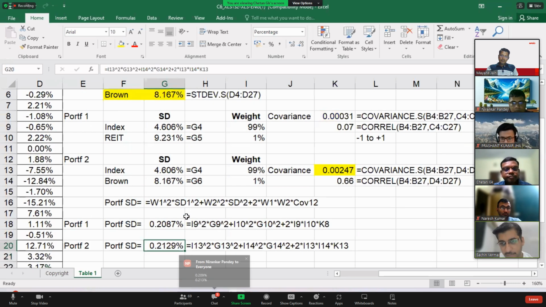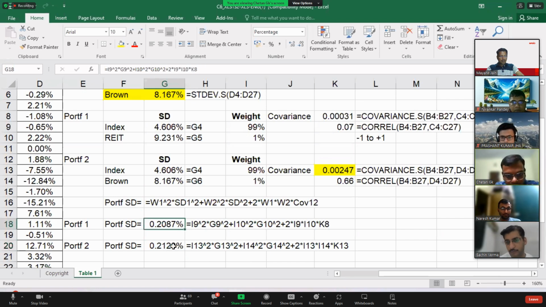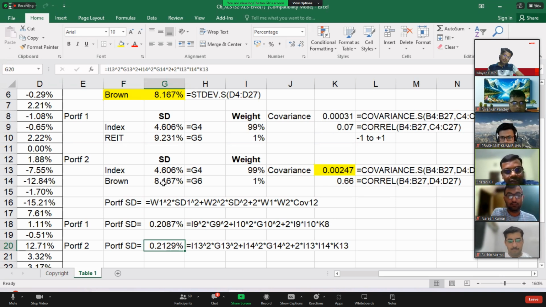So now what does it mean, sir? Yeah, we will come to that. What is the meaning of this? Can you tell me which is actually going to be riskier? Which portfolio is riskier? Second one. Though there are slight differences, it is not a great difference, but still we should consider the one which has more risk. You can see the REIT has 9.231% as a standard deviation. When you diversify, you can see the resultant risk is reduced.